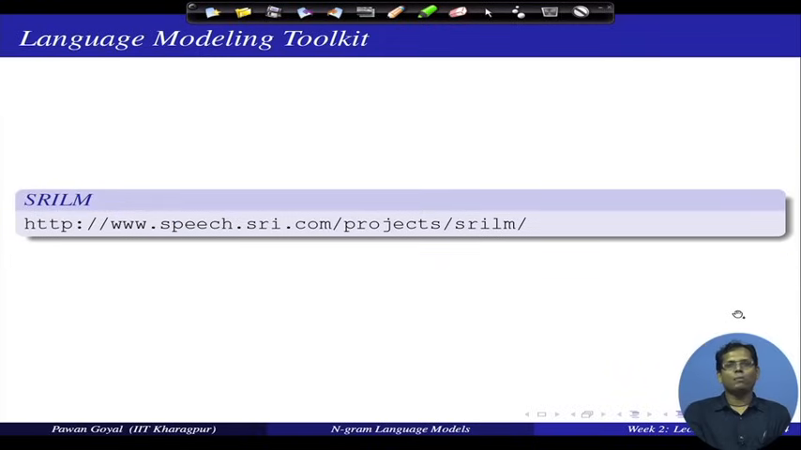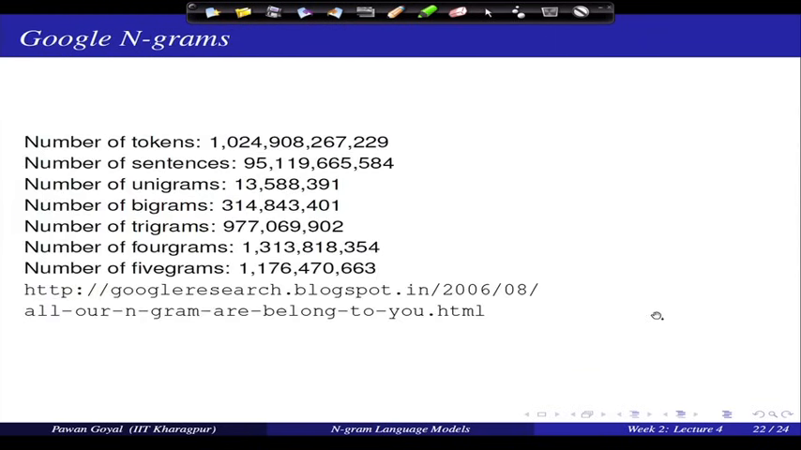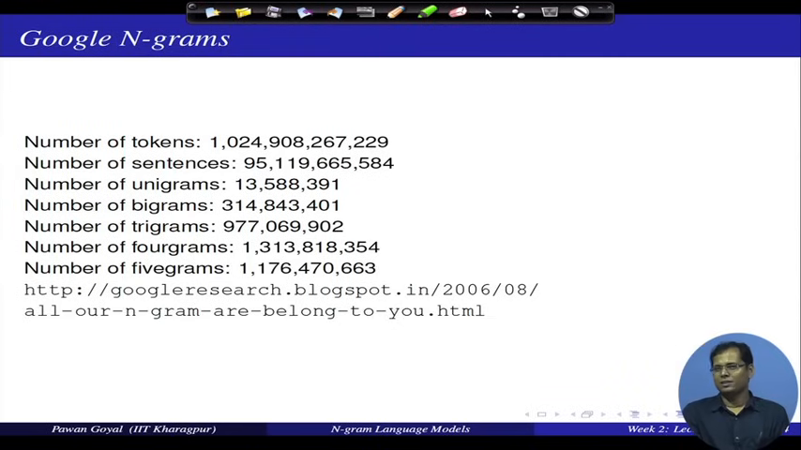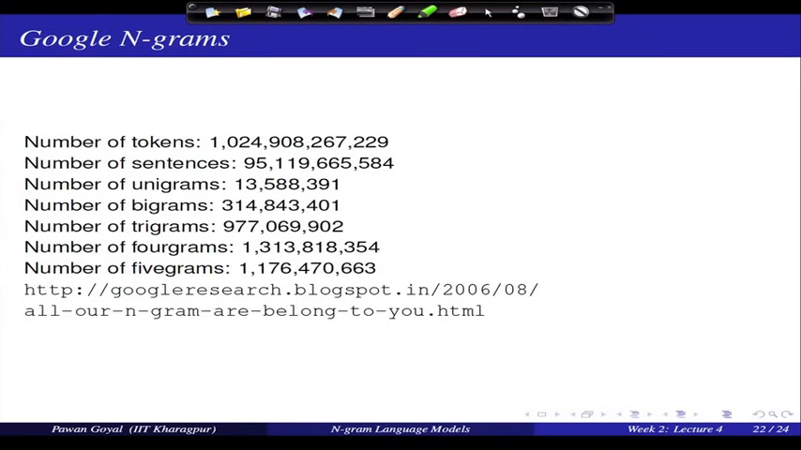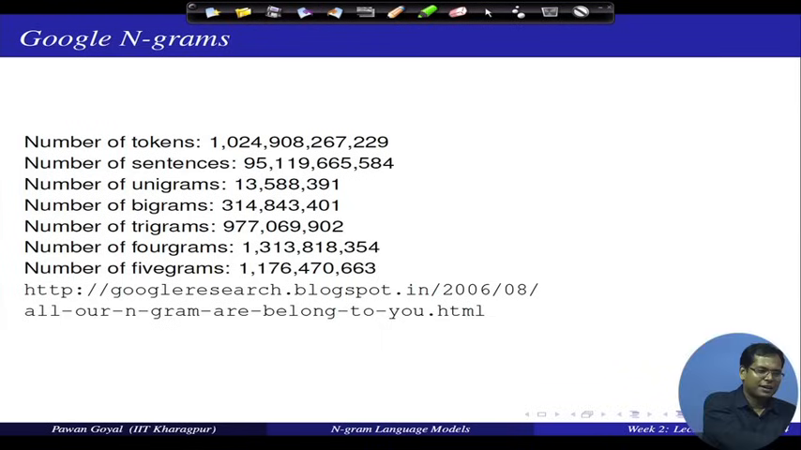There are some popular toolkits that are available. SRI-LM is one popular toolkit, but there are many other toolkits that you can use for language modeling. If you want to use some large corpus data, you can try Google n-grams. They are available on this link, and there you will find, for each different n-gram, the number of times it occurred in the corpus. There are a huge number of token sentences, and they give you unigrams, bigrams, trigrams, 4-grams and 5-grams.